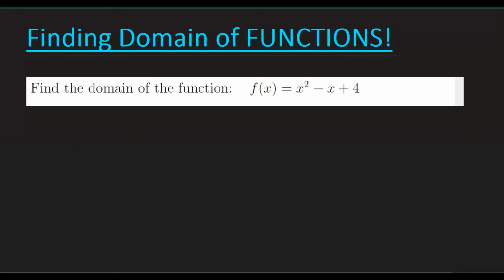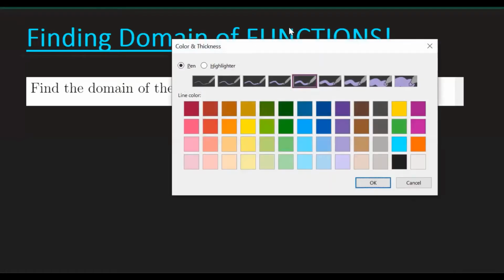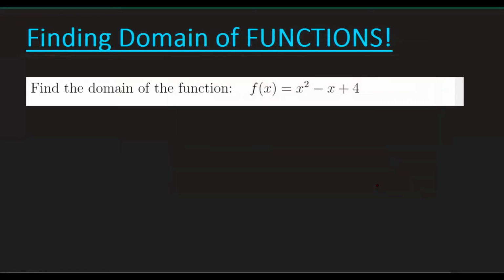In this video, we're going to talk about how to find the domain of a function. So let's take a look at our first example. We want to find the domain of the function f of x is equal to x squared minus x plus 4. If you notice, this is a polynomial, which means this function is defined everywhere on the real line.